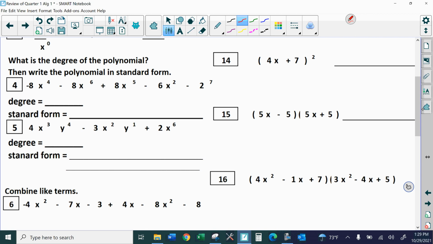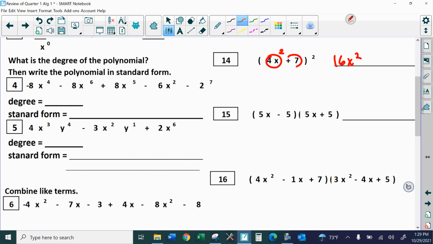The rule is when I square a binomial, it's called squaring it because the exponent is 2: 4x plus 7 times 4x plus 7. The rule is I square the first term. 4x times 4x is 16x squared.